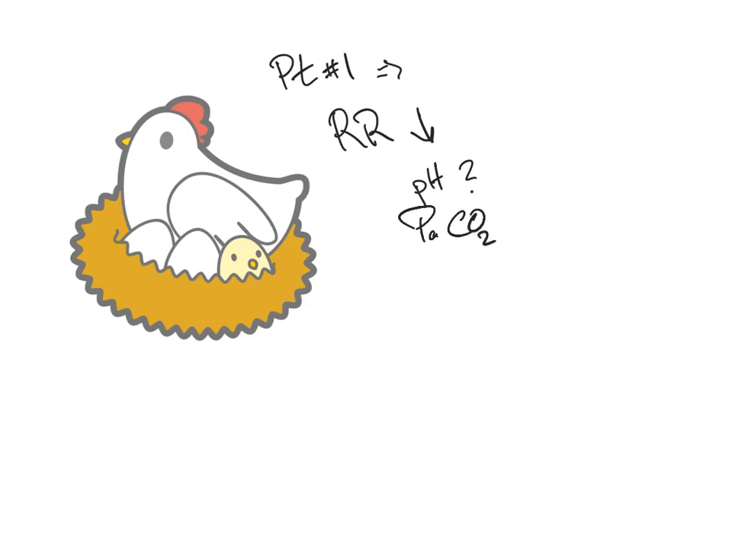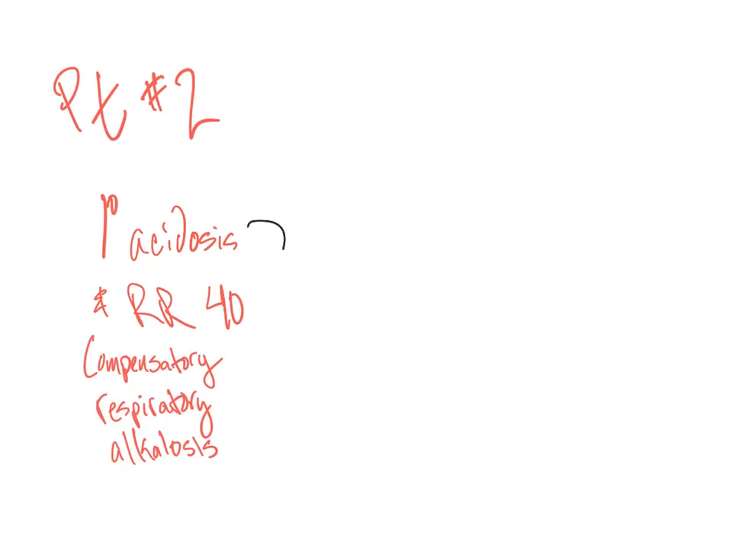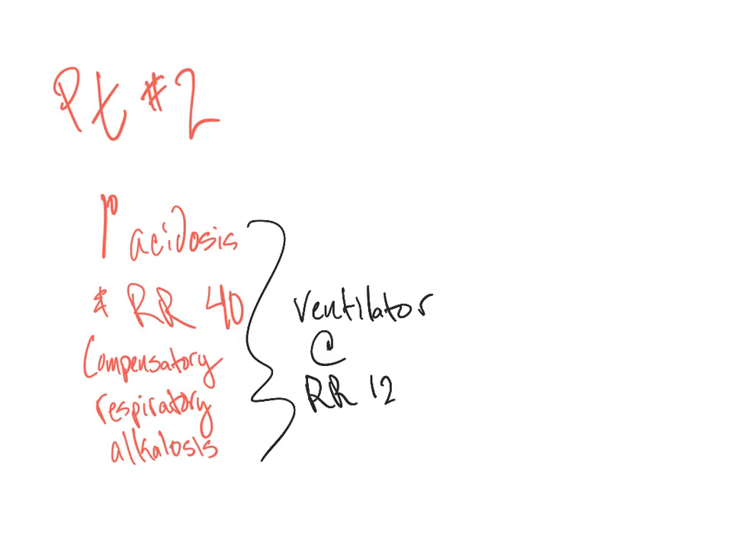For patient number 2, let's say this patient has an underlying metabolic acidosis. This is his primary problem. The next thing that we know is that he has a respiratory rate of 40. This is likely a respiratory alkalosis to compensate for the underlying acidosis. But let's say that you place this patient on a ventilator and set their respiratory rate at 12 breaths per minute. What would happen to this patient's pH? What about their PaCO2? What about their bicarbonate?